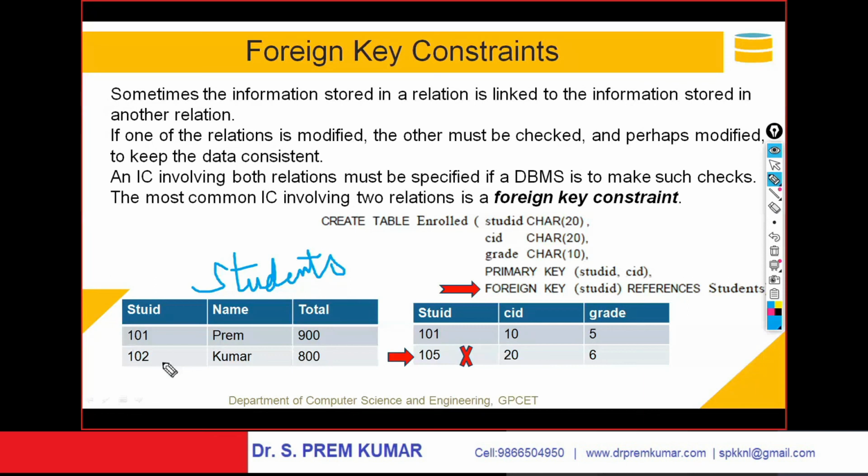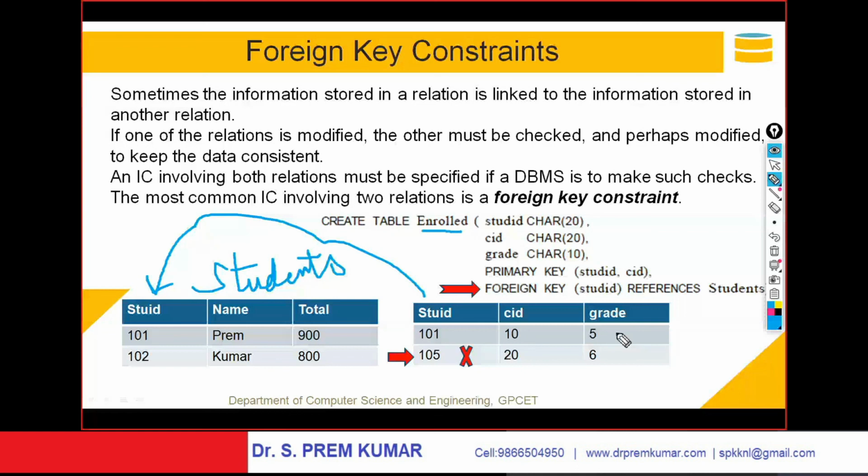Now I want to create another table called enrolled, showing which student enrolled for which course ID. CID is the course ID. Student 101 enrolled for course ID 10 with a grade of 5 points. Here you have 101, and hence the values 101, 10 and 5 are accepted.